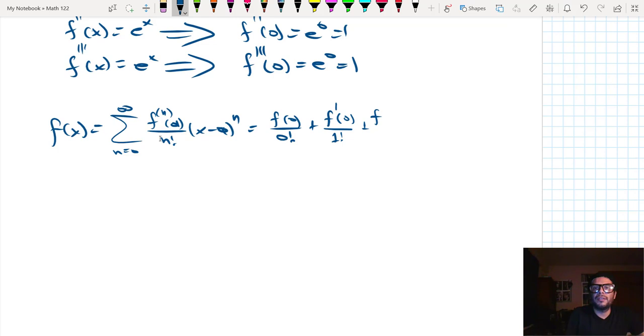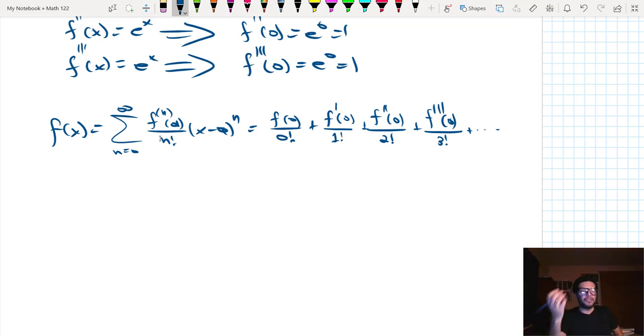Plus f double prime evaluated at 0 over 2 factorial plus f triple prime evaluated at 0 over 3 factorial, and that's enough. We don't have to write 25 terms or 57 or 117. Just the first 3 or 4 will give us a big clue about how to write the function f of x in terms of a power series.